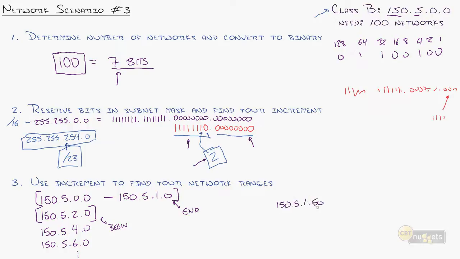Are you following? Where does 150.5.1.50 fit? Well, you're like, well, it's in the first. No, I'm sorry. Our range ended at 0 there. That 50 is greater than 0, and you go, well, it's over here. No, that started at 2. So where's that guy fit? Or where does 150.5.1.200 fit? It doesn't. We left them out in the cold. So we have to go back and revise our numbers.